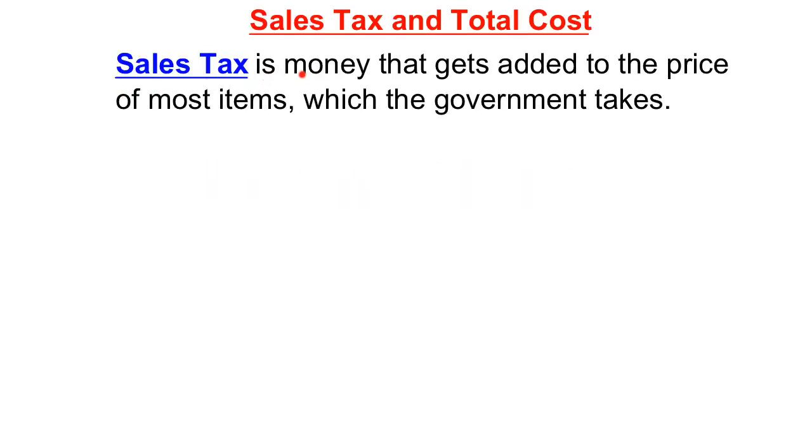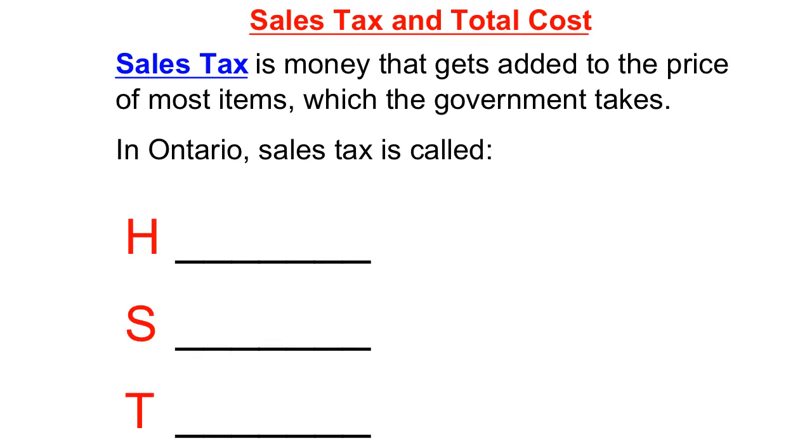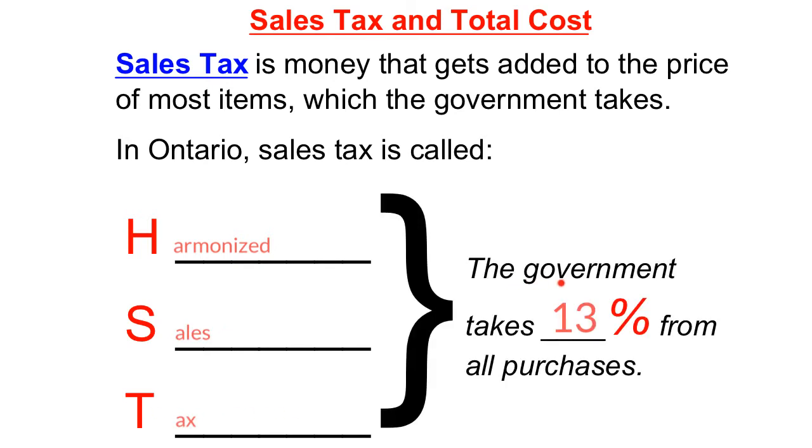Sales tax is money that gets added to the price of most items, which the government takes. In Ontario, sales tax is called HST, and that stands for Harmonized Sales Tax. The government takes 13% from all purchases. So if you're ever calculating the HST on an item, you have to remember it's 13%. That's a very important number to remember.